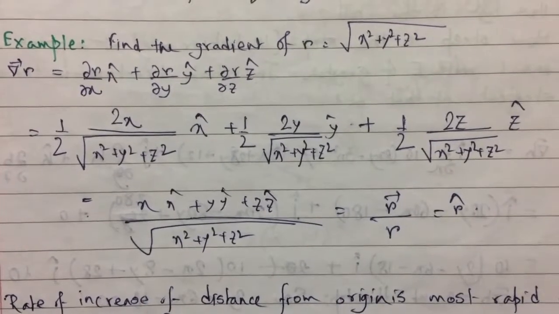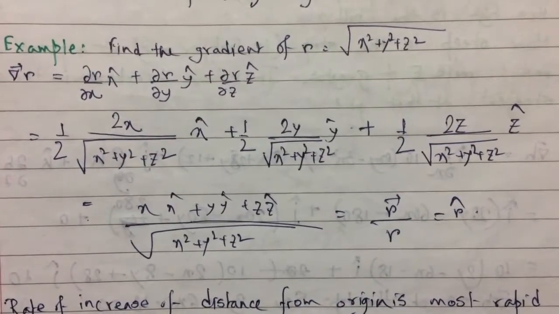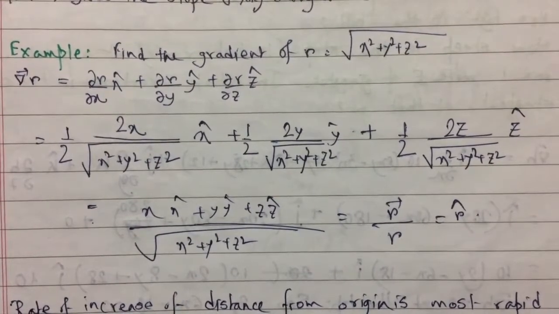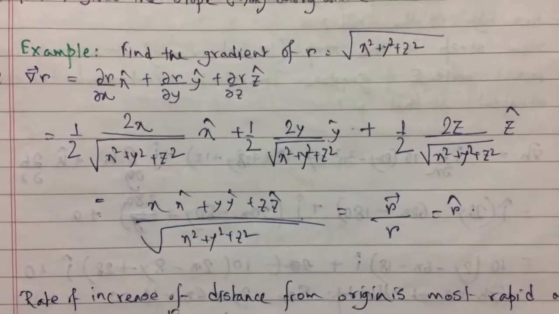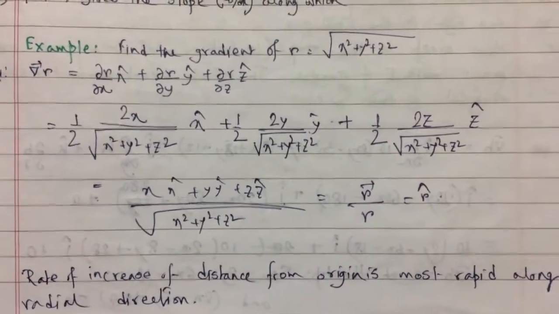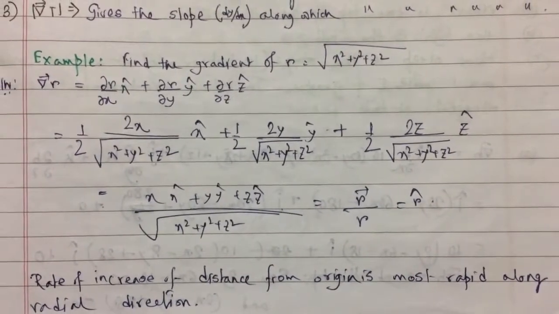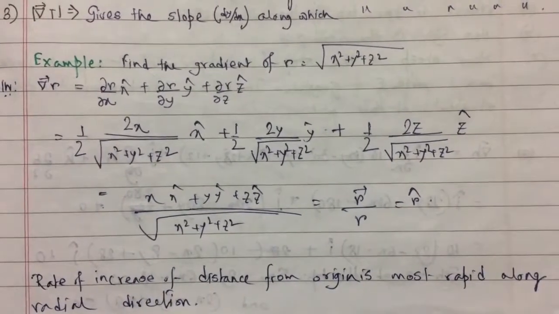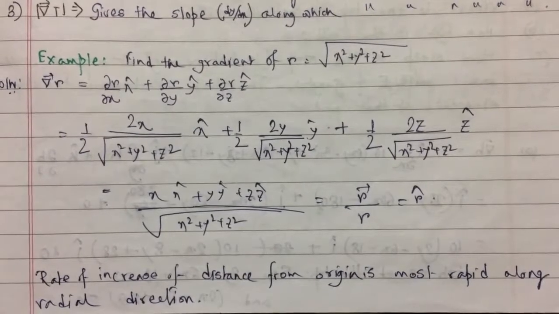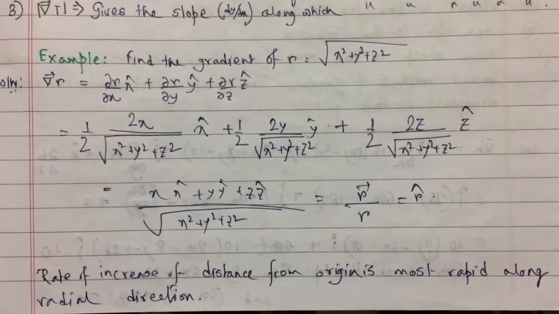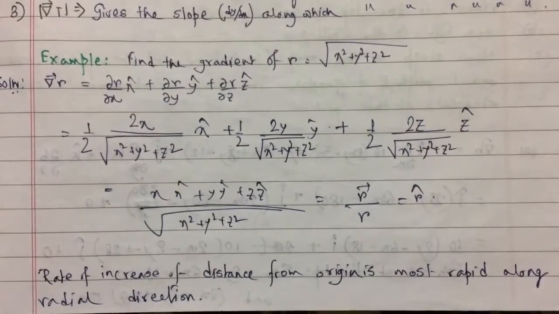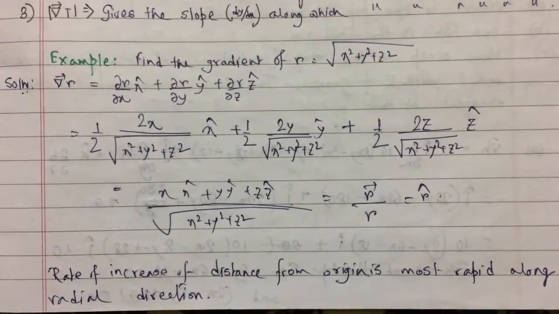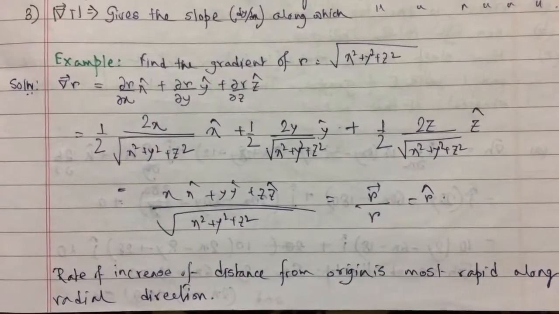Now, does that make any sense to us? Yes, of course, because it actually shows that the distance from the origin increases most rapidly in the radial direction. Suppose we have a sphere, so the rate of increase of distance from the origin will be maximum along the radius of the sphere. And as we know that the unit vector has magnitude 1, the value of that rate of increase in that radial direction is of magnitude 1.